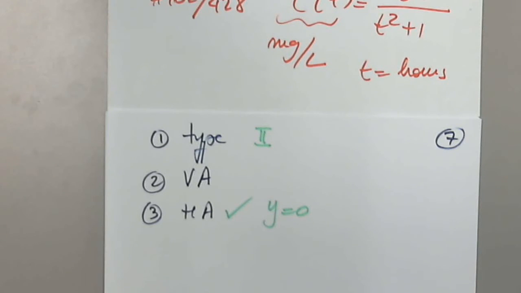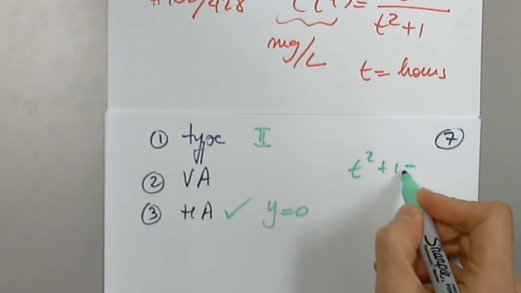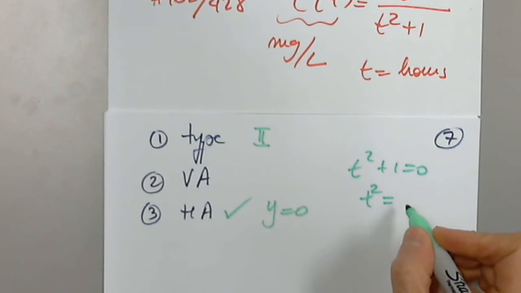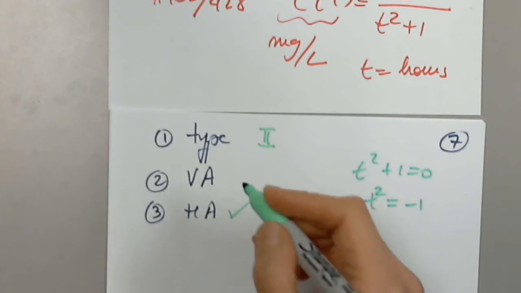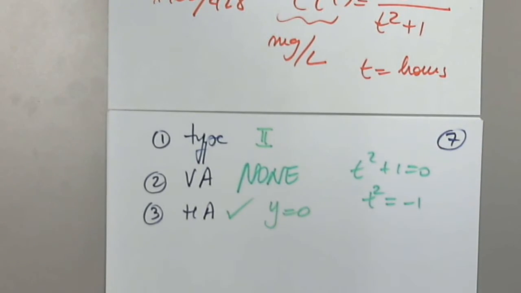T squared equals? Is that possible? T squared plus 1 equals 0. So T squared equals? Is that possible? So what do you conclude about VAs for this function? None. Absolutely none. Remember also T is time in hours.